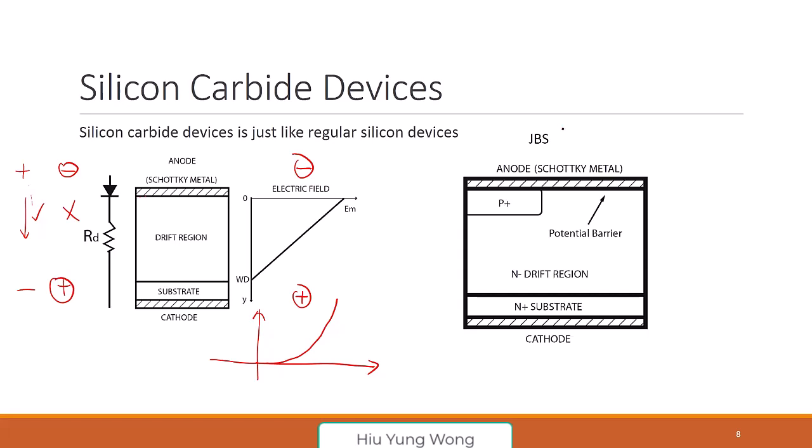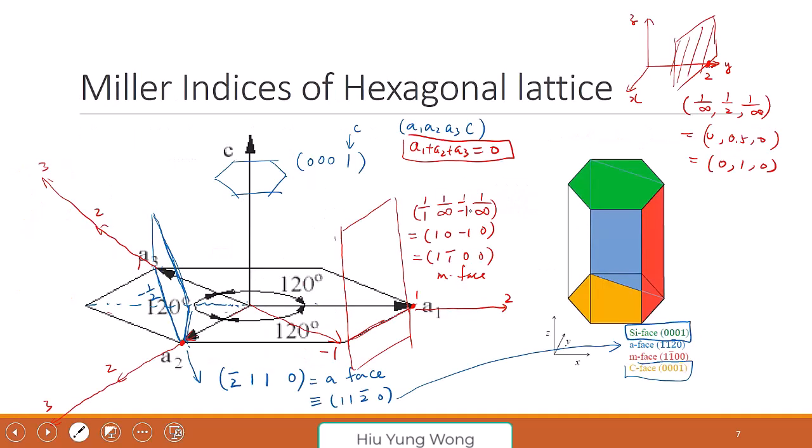Another type of device is called the junction barrier Schottky diode. Very long name. If you compare this one against this one, what's the difference? Do you see any difference between this one and this one? The contact. The contact here, right? I have an extra P. So you tell me, what is this?